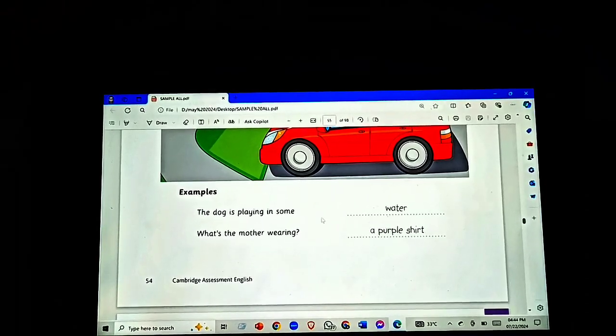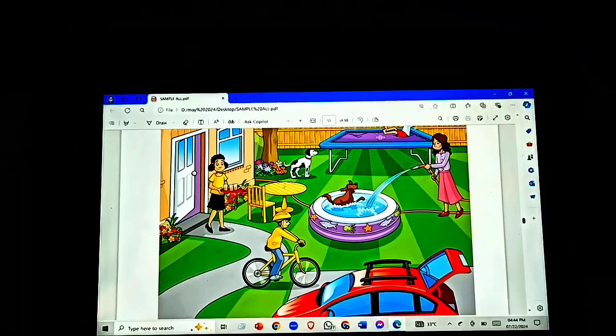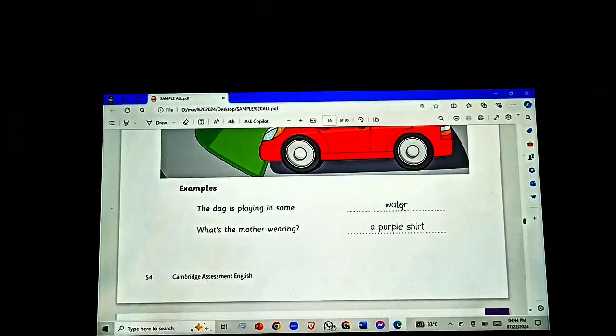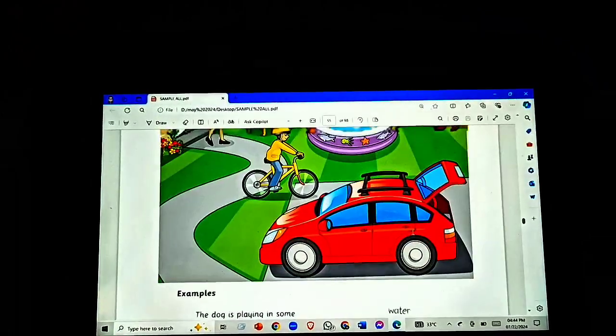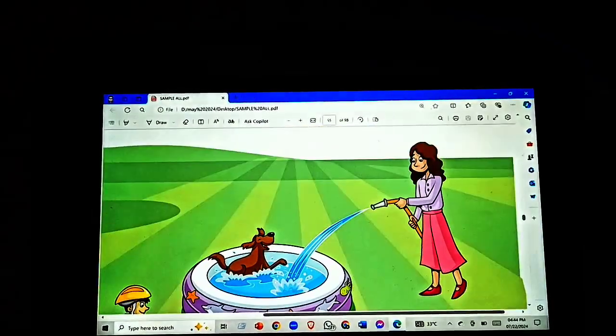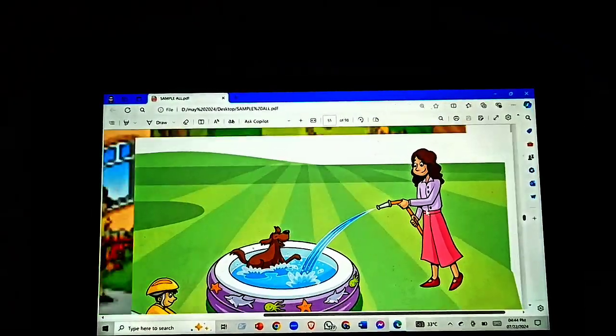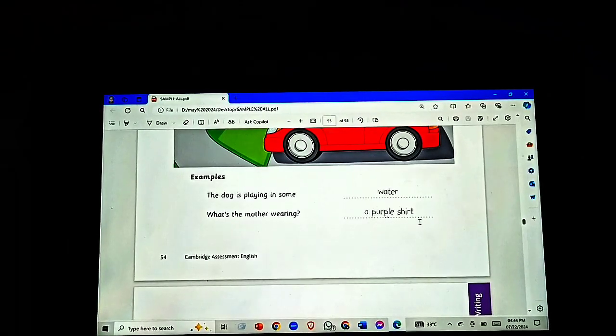Okay, so the examples, we are seeing the examples. The dog is playing in some. Okay, so in this picture we can see the dog is playing in the water. That's why the answer is water. Now what's the mother wearing? So we have to see what the mother is wearing. Okay, so we can see that mother is wearing the color purple, a purple shirt.